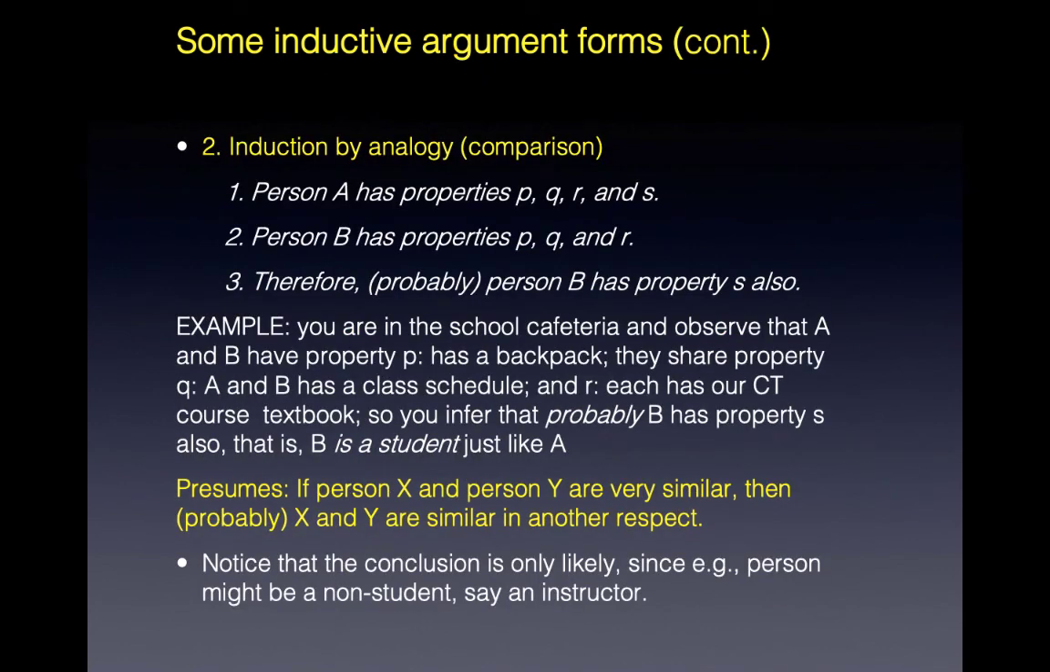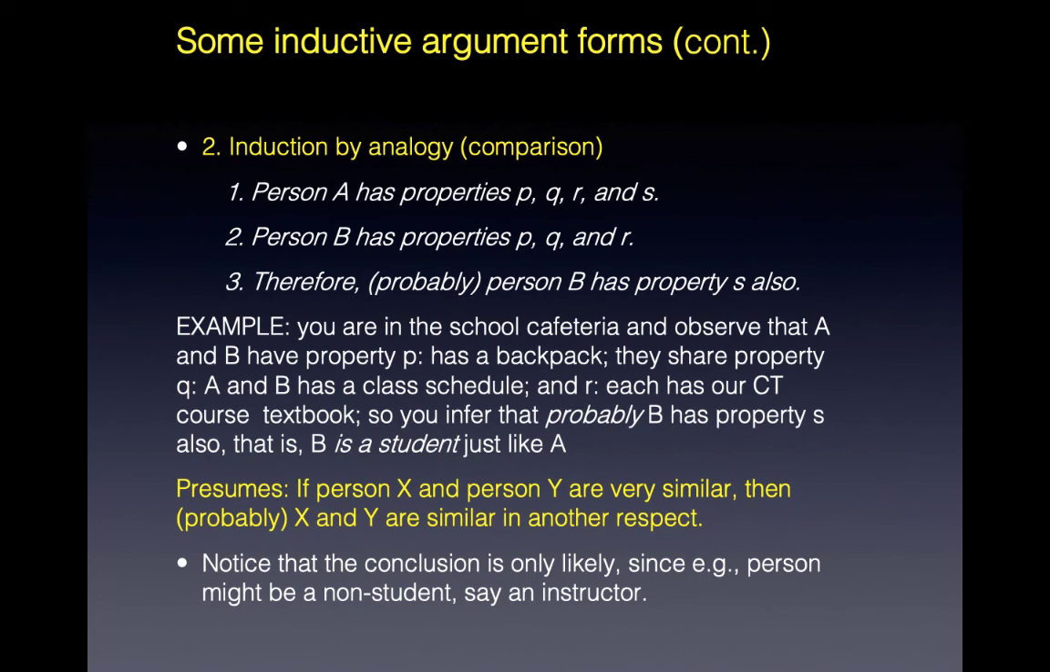Next, there's induction by analogy or comparison. And you're already doing this. You understand this. I'm just going to lay out its logical form here because we're discussing logical form. It's what makes arguments inductive or deductive, namely their logical form. Suppose person A has properties P, Q, R, and S, where the P, Q, R, and S stand for the properties. And person B has properties P, Q, and R. Well, what about S? We could conclude probably person B also has property S.